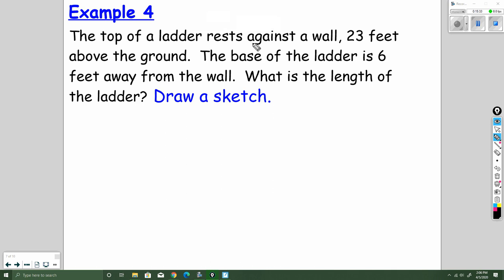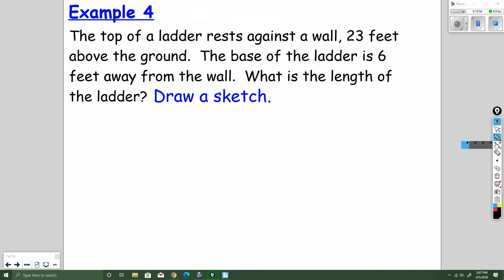This says the top of a ladder rests against a wall 23 feet above the ground. The base of the ladder is 6 feet away from the wall. What is the length of the ladder? And draw a little sketch. First thing that we want to do, we always want to draw a diagram. And it doesn't even have to accurately represent the scenario. It's just a picture that we can look at and use to help us solve the problem.